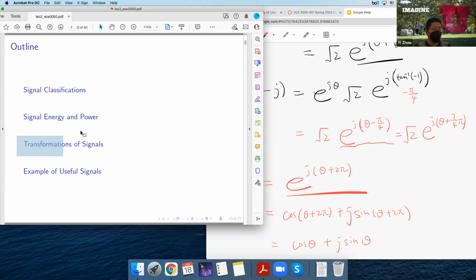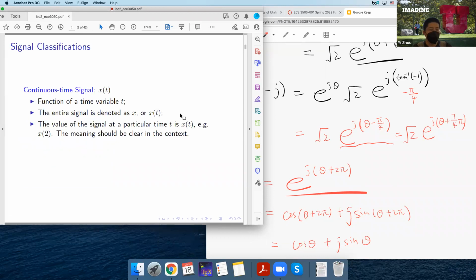And after that, we will introduce some basic operations, transformations of signals. It is like addition and multiplication of numbers. And in the end, we will list numerous types of signals that we will frequently use in this course. So basically, this lecture is a very, very important lecture for this course.